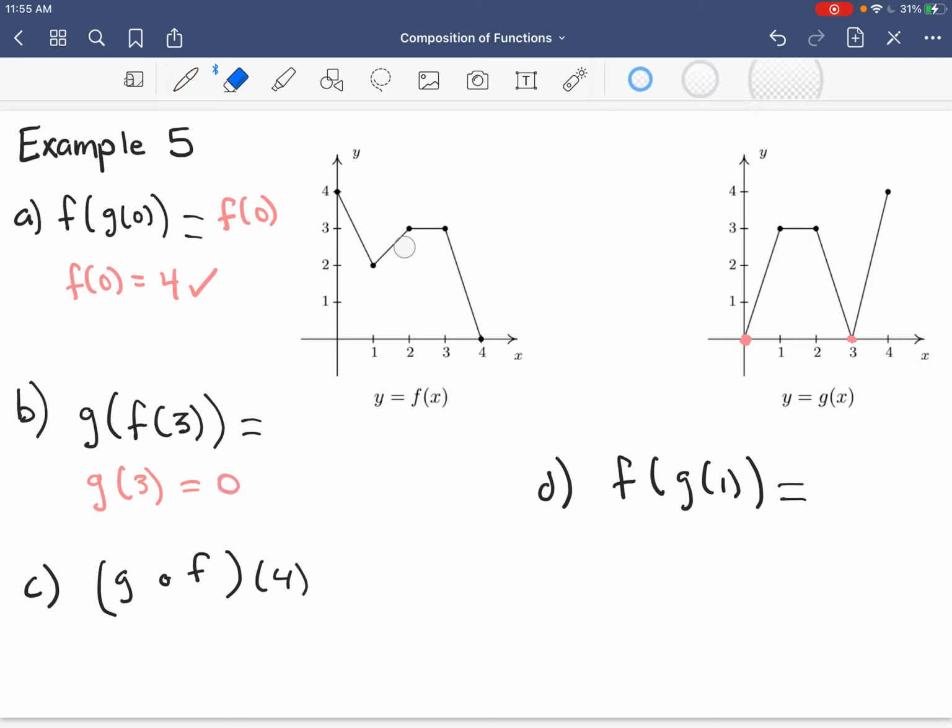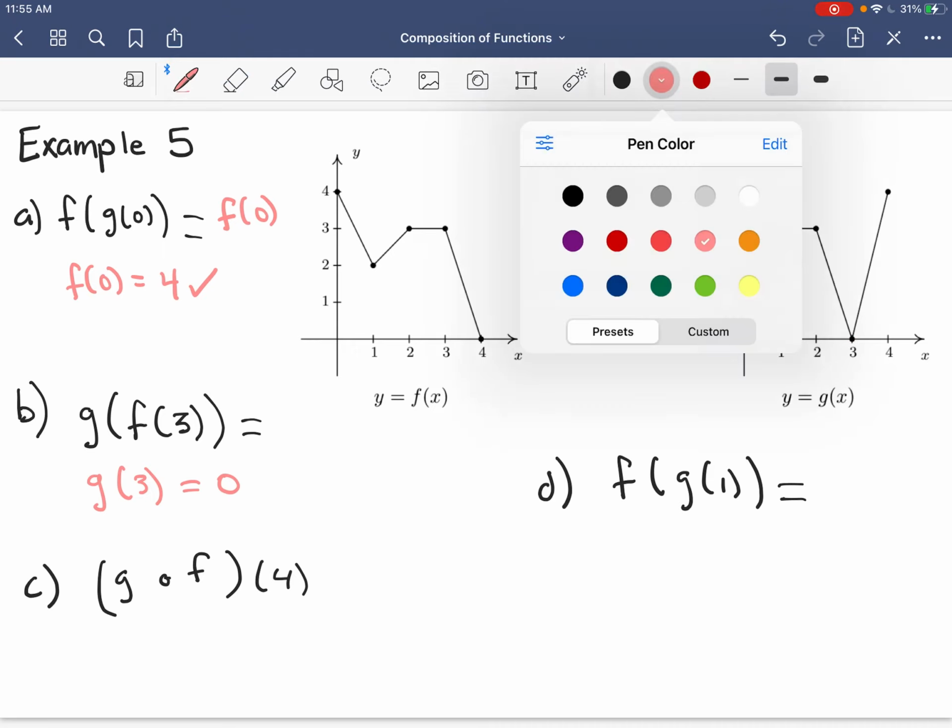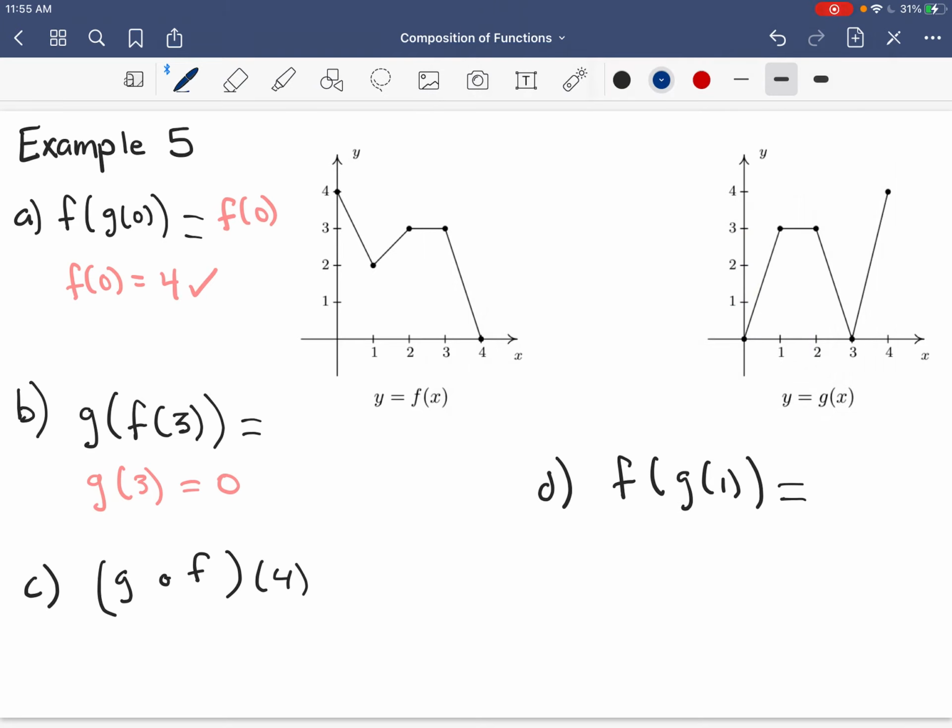I'm going to take all these and color that. So for letter C, let's change this color up a bit. So we have g of f of 4. So g of f of 4 is equal to, so f of 4 is 4. So then we want to do, I'm sorry, I did that backwards. It's g of f of 4.